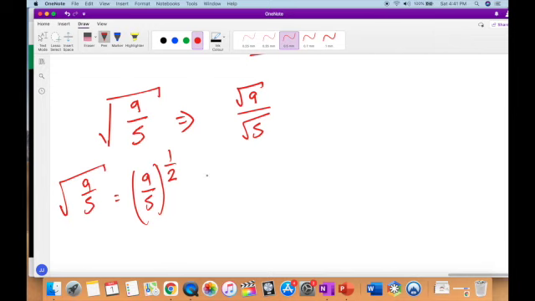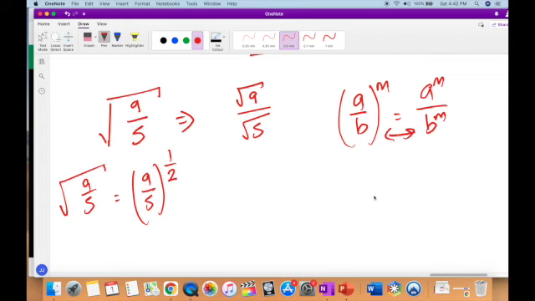And we know, from the laws of indices, that if we have a over b to the power of m, that is the same as a to the m over b to the m. Remember this? So at the end of the day, this is the same as 9 to the half all over 5 to the half. Does that answer your question? Yes, sir.